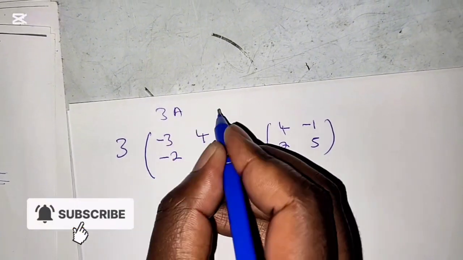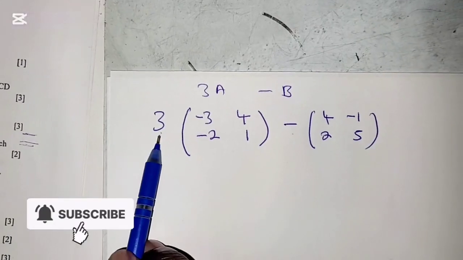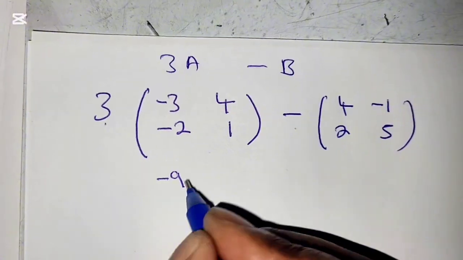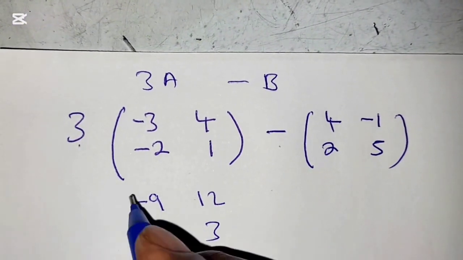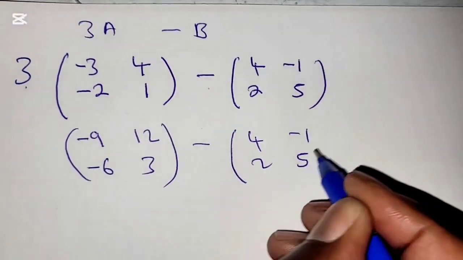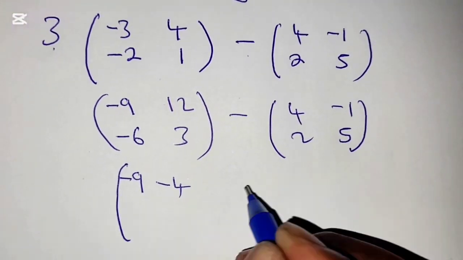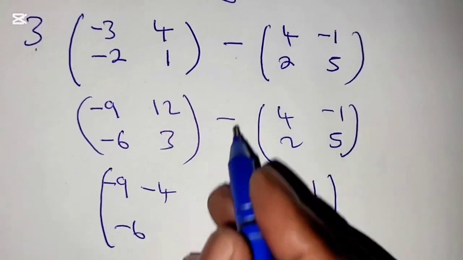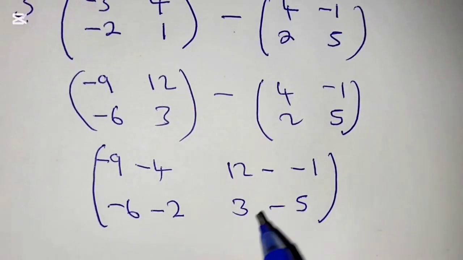So this one is the same as 3A minus B. This 3 is a scalar, a number or a letter which multiplies everything inside the bracket. So 3 times -3 is -9, 3 times -2 is -6, 3 times 4 is 12, and 3 times 1 is 3. Minus 4, 2, -1, and 5. So I'm going to say -9 minus 4, then 12 minus -1, then -6 minus 2, then 3 minus 5.